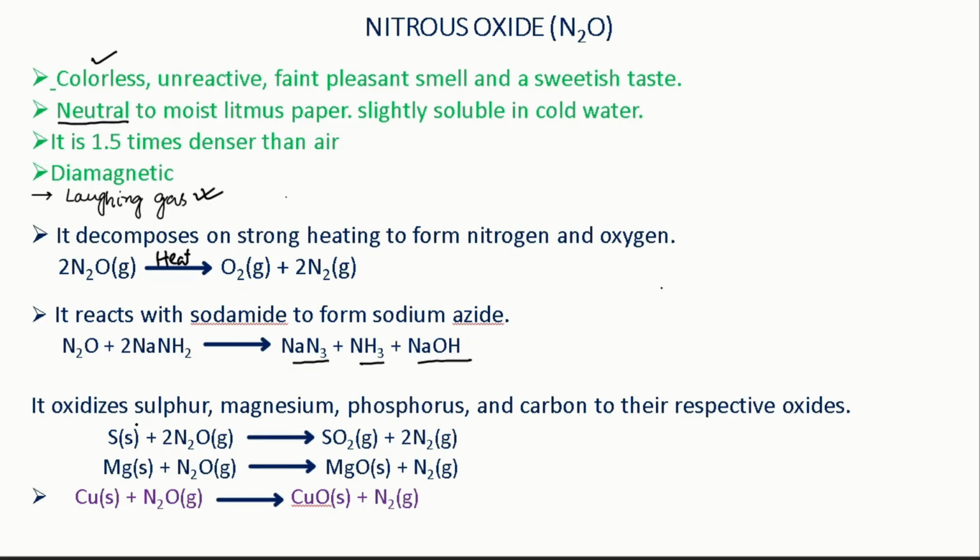It also plays a very important role in the oxidation of sulfur, magnesium, phosphorus, and carbon. When you pass nitrous oxide gas over these elements, they are converted into the respective oxides. Sulfur is converted to sulfur dioxide, magnesium to magnesium oxide, and so are the phosphorus and the carbon. And in the presence of heated copper, when the copper is hot and you pass nitrous oxide gas, copper is oxidized while the nitrous oxide is reduced to nitrogen gas.